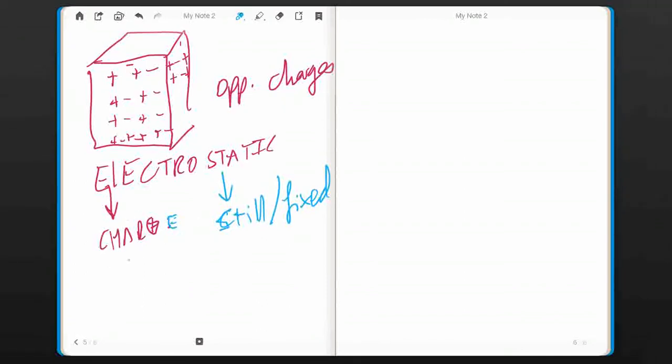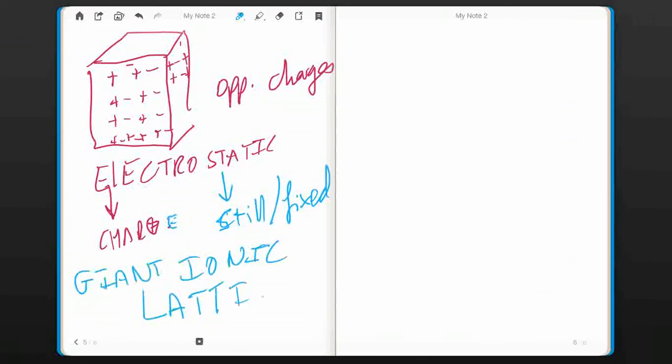Apart from being a regular lattice, it's also called a giant ionic lattice. Alright, so they have high melting points and high boiling points because that means it needs a high amount of energy to break apart. Well, obviously this is going to be a solid as well because it's stuck together. The atoms can't move, the ions can't move, I mean.